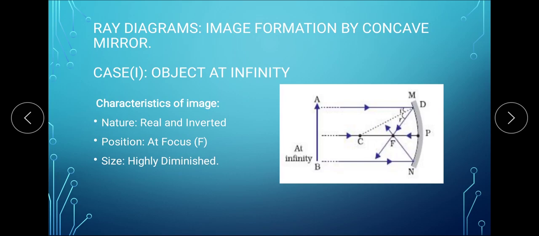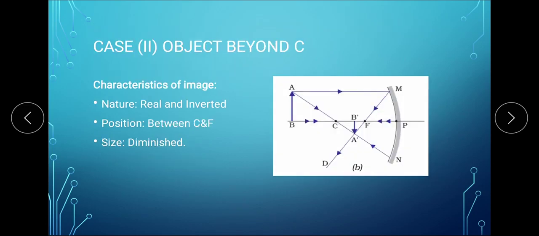The point at which the reflected rays meet is your image. So image will be formed at focus since the rays are actually meeting after reflection. So the image is real and inverted. And you can see the image is point sized. Therefore we say that image is highly diminished. So these are the characteristics of the image formed when the object is at infinity.